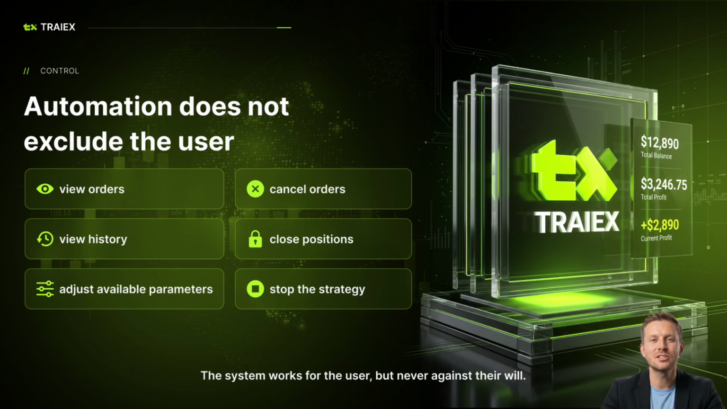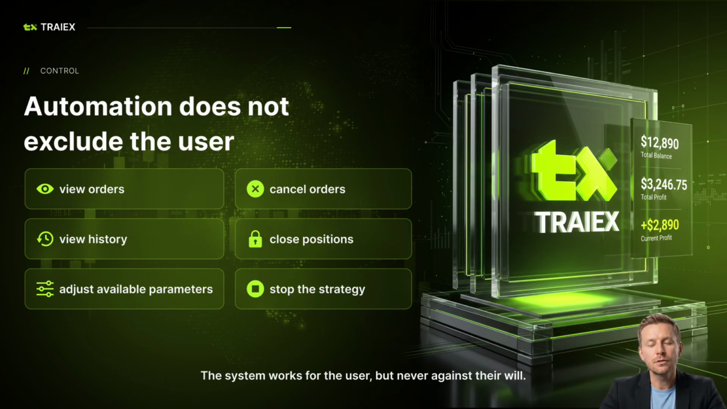In TRAIEX, the logic is different. The technology removes the need to analyze the market around the clock and execute every action manually, but it does not deprive the user of access to what is happening. The user can see an order being opened, track its execution, review the history, and when needed, step into the available parameters of a trade.